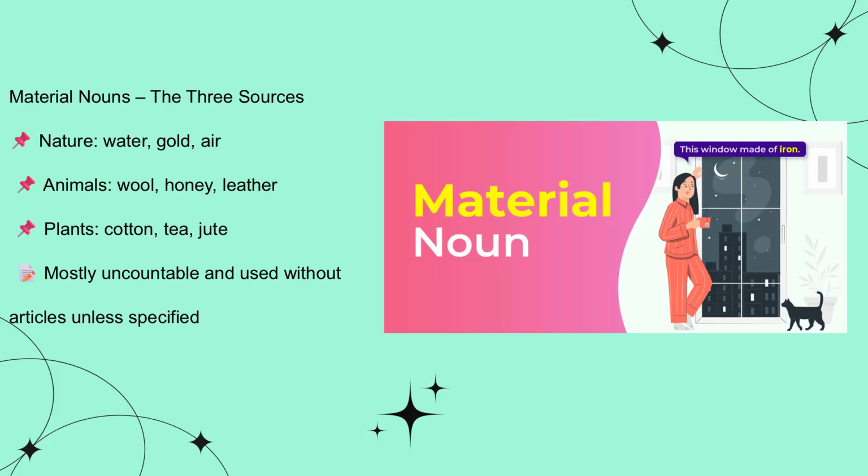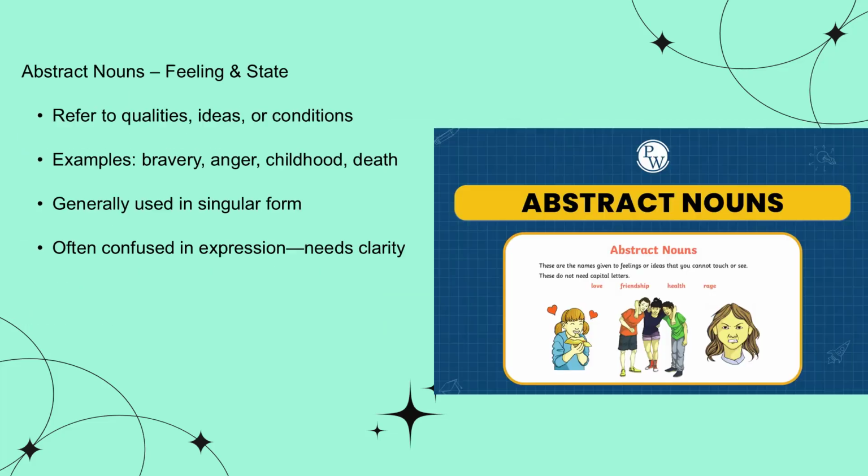Material nouns, the three sources. Material nouns refer to physical substances or matter. They usually come from nature, animals, or plants, like gold, wool, or cotton. These are mostly uncountable and used without articles. For example, we say gold is precious, not a gold. Remember, clarity depends on treating them correctly in context.